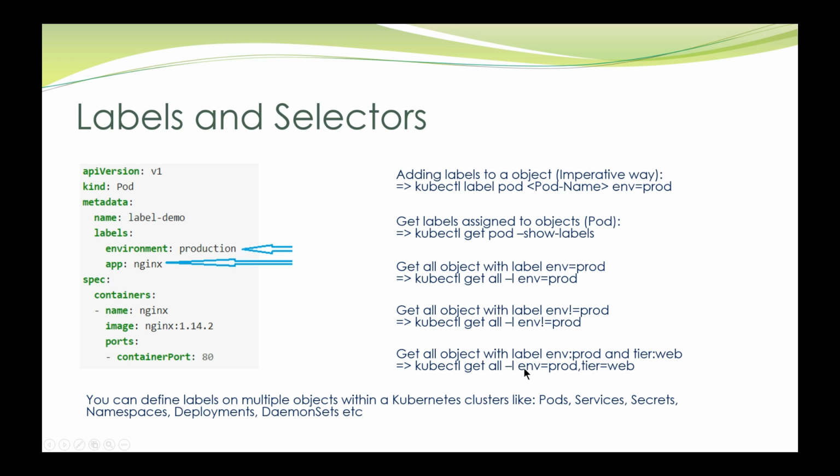The selector that we are putting here: environment is equal to prod, and tier is equal to web. So any of the objects matching it, having the label of environment prod and tier web, it will bring all the objects for that.